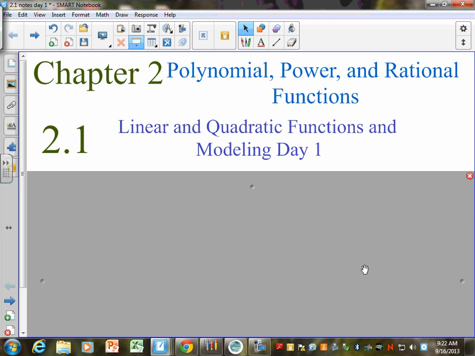called Polynomial Power and Rational Functions. That's a lot of stuff. That's 3 different chapters that you did in Algebra 2, and we're kind of jamming them all in one. So we'll definitely have some graphing in this chapter, kind of reviewing everything.